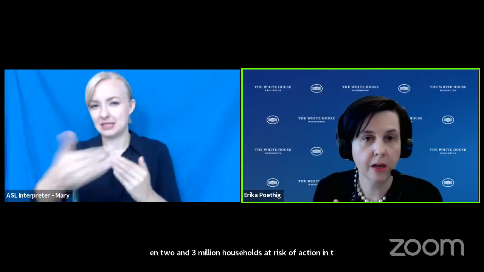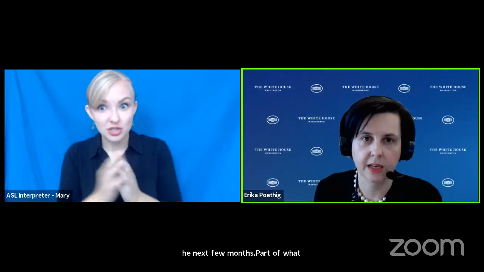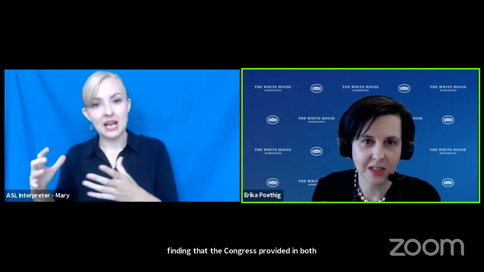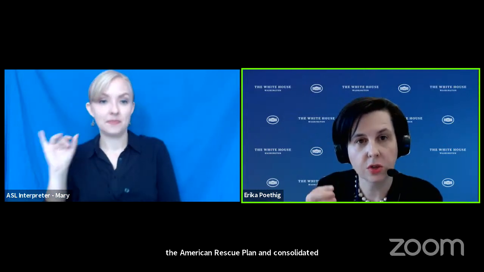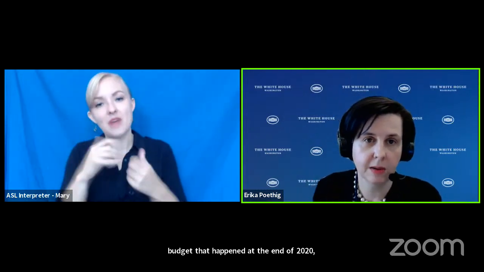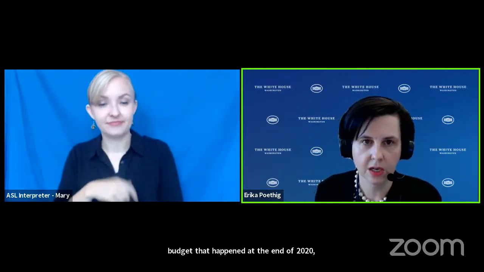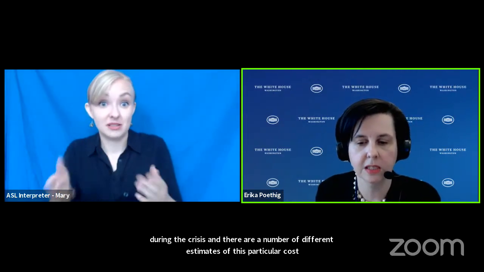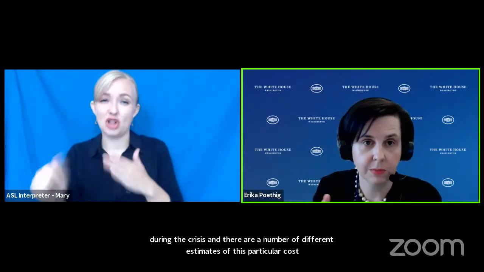Now, part of what really motivated the funding that the Congress provided in both the American Rescue Plan and then in the consolidated budget that happened at the end of 2020 was the notion of back rent, that people had accumulated back rent during the crisis. There are a number of different estimates of this particular cause that can be a cause of eviction. And we think that there's approximately $15 billion owed in back rent, which puts people at risk.